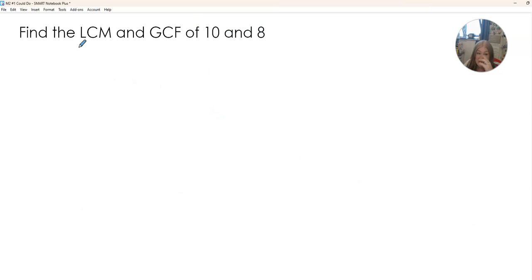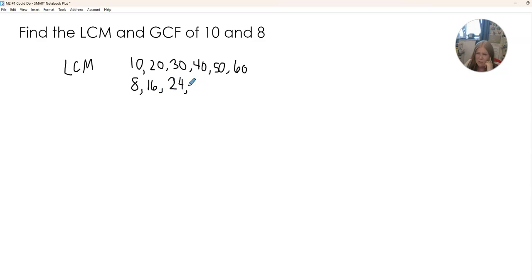Next we have 10 and 8. So we'll start with that LCM. So they're multiples. We're multiplying. So 10, 10 times 2, 10 times 3, 10 times 4, 10 times 5, 10 times 6. Now we're going to do 8. 8 times 1 is 8. 8 times 2 is 16. 8 times 3 is 24. 8 times 4 is 32. 8 times 5 is 40. Oh, the littlest number that they both have is 40. So the lowest number when we multiply was 40.